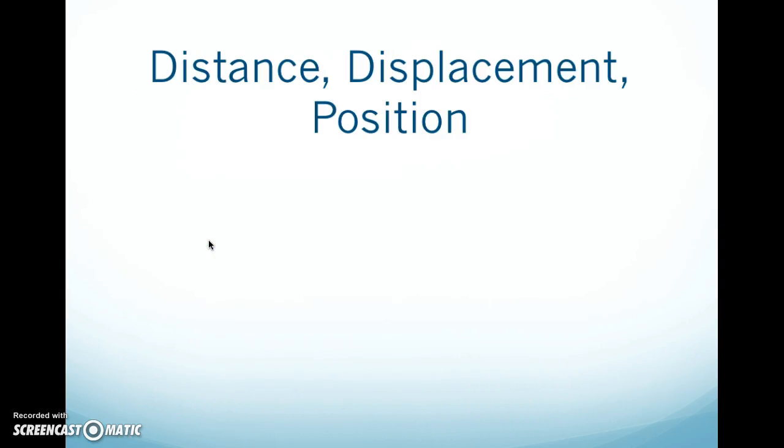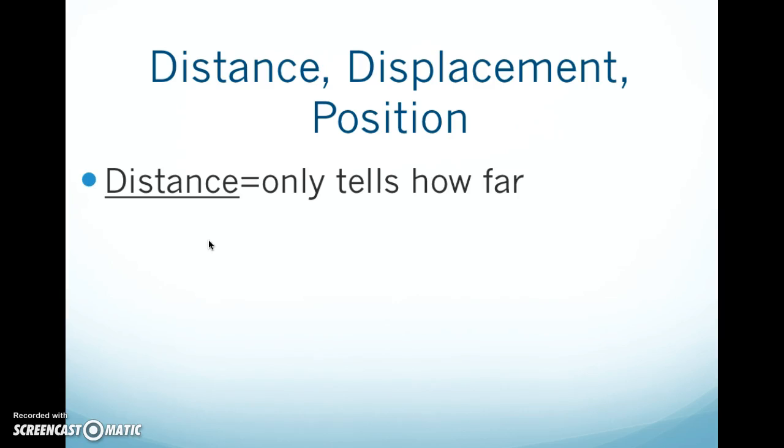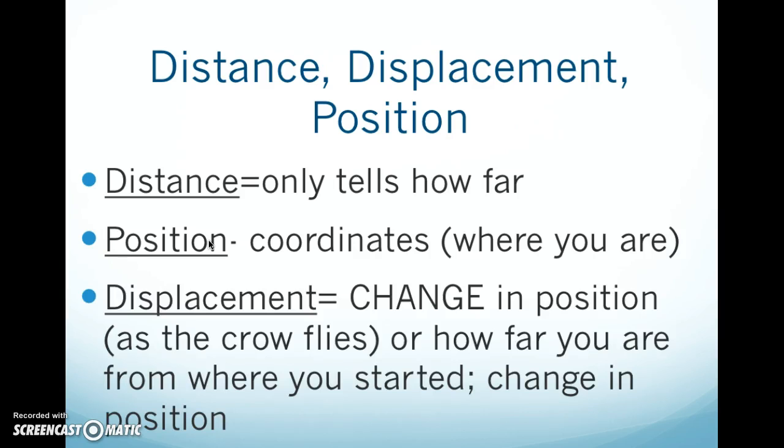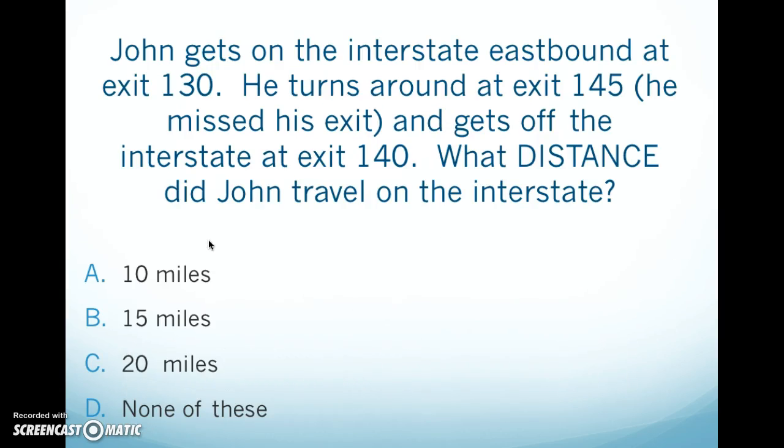And then we need to talk about the difference with some terminology here. So I have 3 words that are often used interchangeably, even though they have some subtle and important differences. Distance is just how far you have gone. So it would be measured in miles or feet or inches or centimeters or meters. Position is basically where you're at. It's your coordinates. And displacement, which is the term we most often need to use, is your change in position. So it's kind of an as the crow flies, or you might say it's how far you are from where you started. And so a couple questions dealing with that.